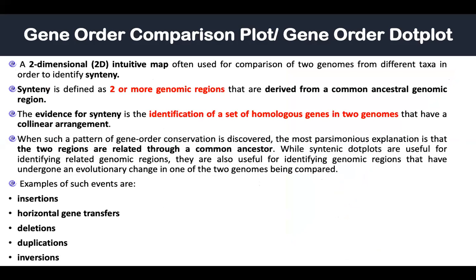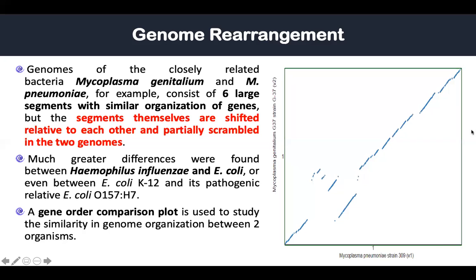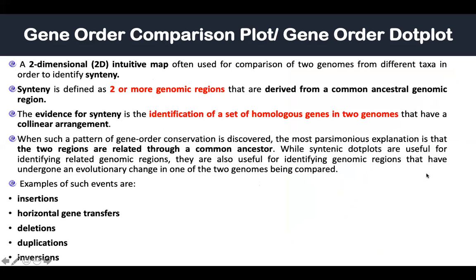Okay, so a gene order dot plot, also known as a gene order comparison plot, is basically a 2D plot, right? This is the 2D plot I'm referring to. So this is usually used for comparison of two genomes from different taxa. That can be from 2 different species, 2 different genus, 2 different families. It depends how you want to look at it. But of course, if you're going to choose genomes from completely different families, then you will have a very confusing looking plot. I'll show you an example after this.